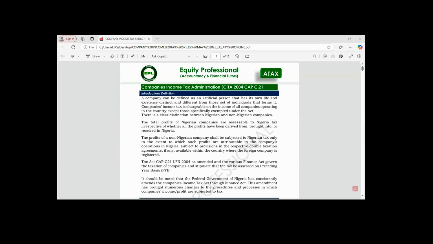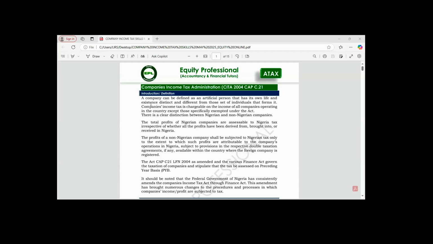So we are moving to company income tax. Company income tax administration is governed by the Company Income Tax Act 2004, Cap C21 LFN 2004 as amended.